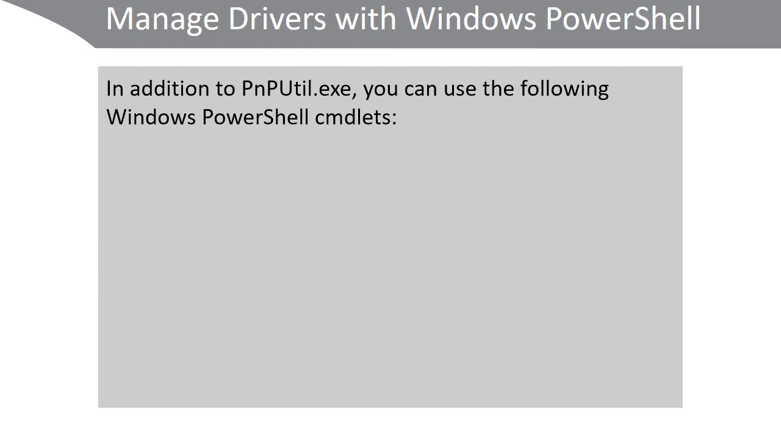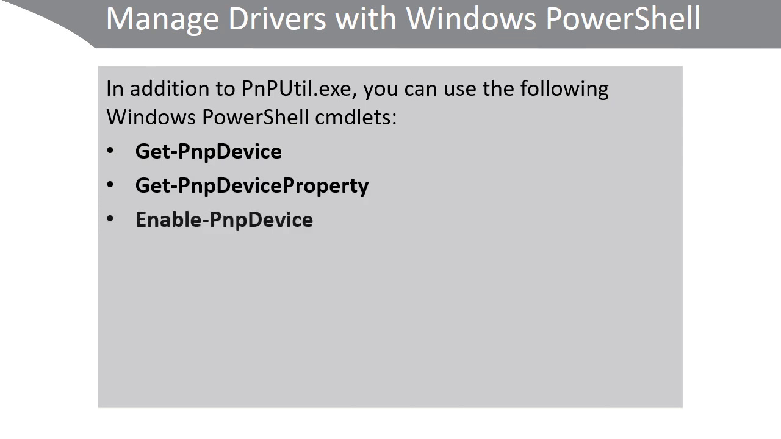In addition to PnPUtil, you can also use Windows PowerShell cmdlets. The Get-PnpDevice cmdlet displays information about plug-and-play devices. Get-PnpDeviceProperty displays detailed properties for a device. Enable-PnpDevice enables a PnP device, and Disable-PnpDevice disables a device.